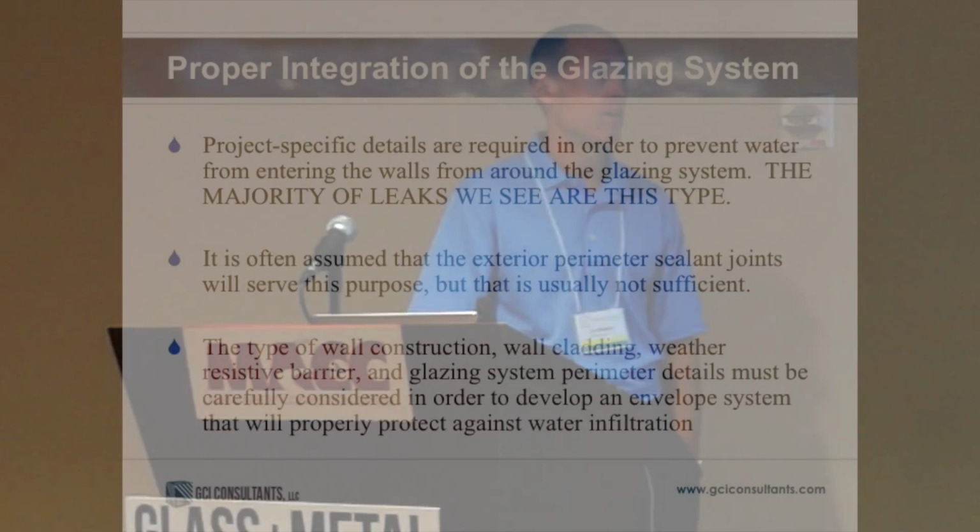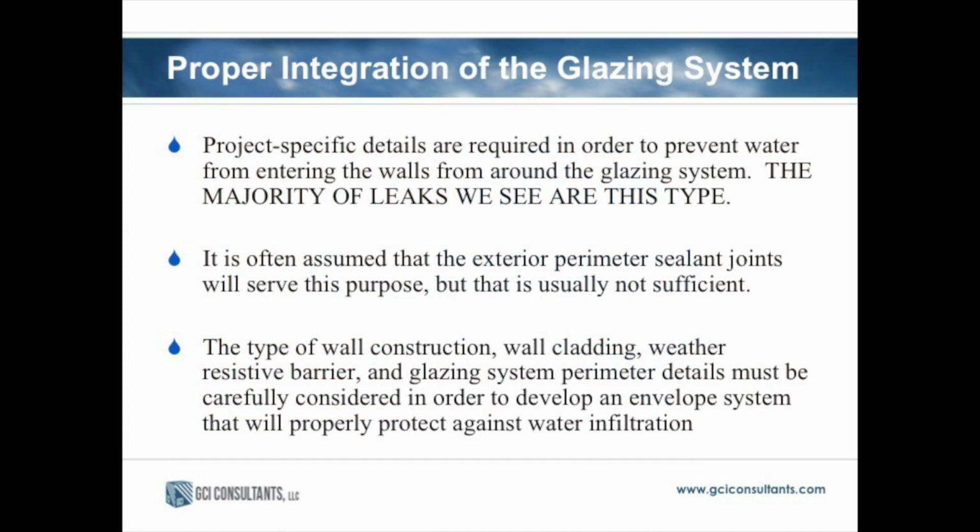Project-specific details in order to prevent water from entering the walls around the glazing system. Again, that's the majority of the problems that we see in our work. Not water coming through. Sure, there can be problems, and we certainly have those as well, but the vast majority of the problems are water coming in around where various materials on the outside of the building join.